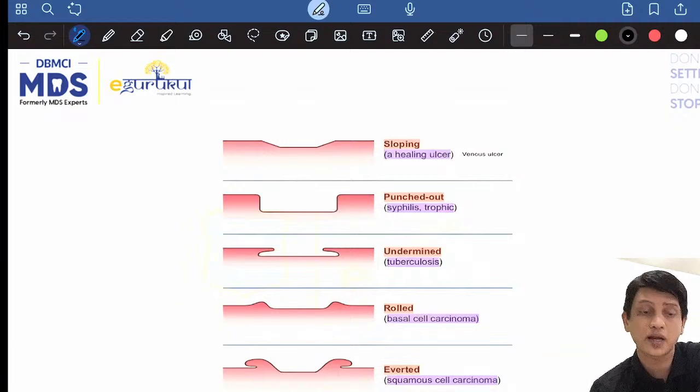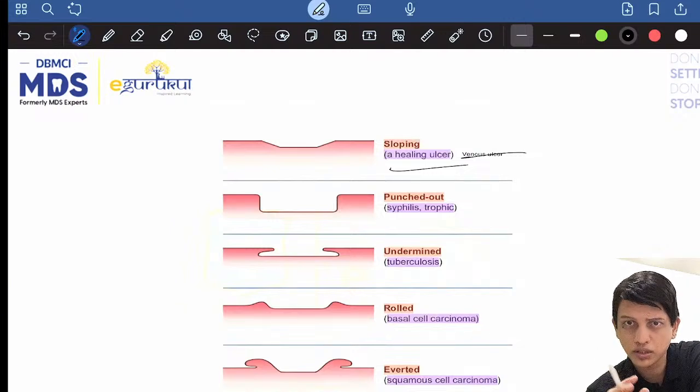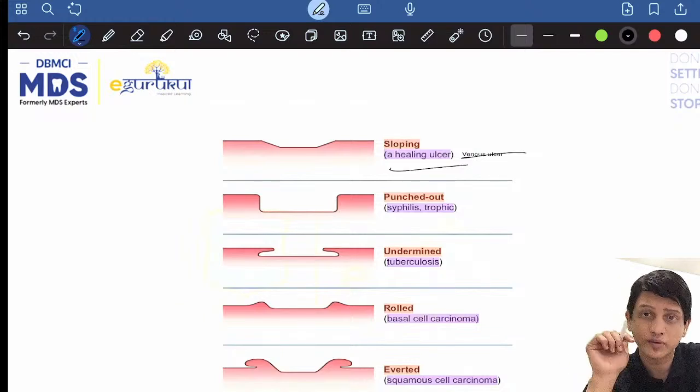That's why we should be prepared about the other types also. This time they have asked about the punched out edge, which means next time they may ask about some other types of edges. What are those? Everted edge, you know. Rolled up edges, you know. Undermined in TB, you know. Sloping edges, where you get them in venous ulcers or in healing ulcers. So this is how you read. When you get some question, read in and around that, because the same question may not be asked in the next exams, but from the same topic another set of questions may be asked.